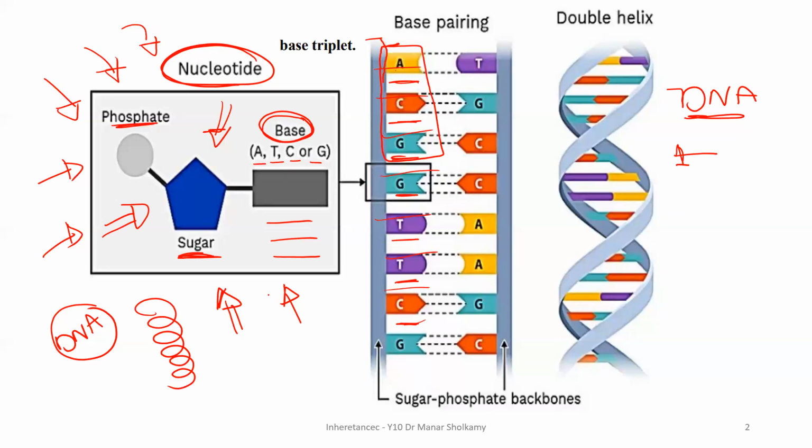I've said it 100 times. We all have the same sugar and the same phosphate. But do we have the same order of bases? No, that's why we are all different. That's why there is variation. If we all had the same order of bases, then we would all be identical. Okay?